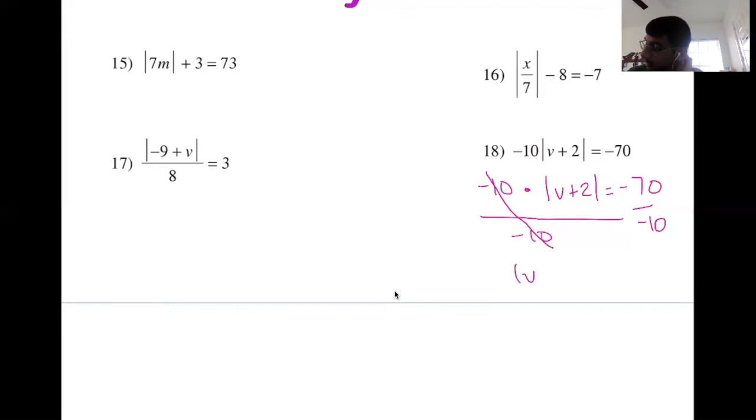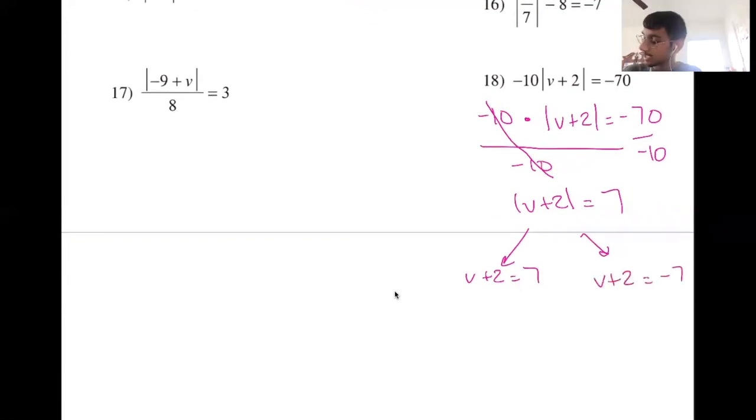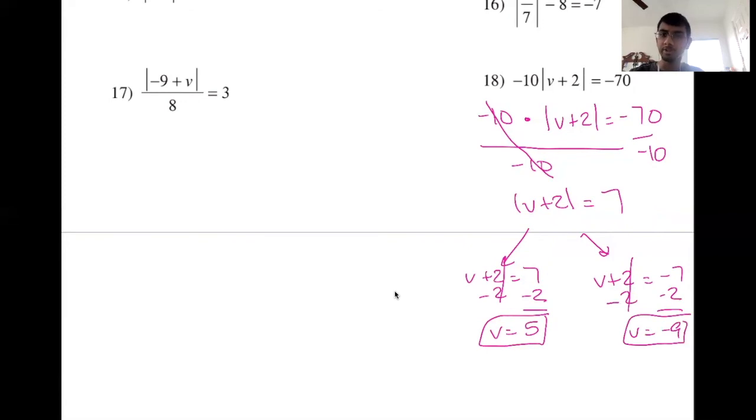So now the absolute value of v plus 2 is equal to negative 70 divided by negative 10, which is 7. And now at this point, we see this is a positive number, right? So we could go ahead and solve for the two equations that I was telling you guys about. We'd first do v plus 2 is equal to 7, and then v plus 2 is equal to negative 7. So we just subtract the 2 on both sides. v is equal to 5, and then v is equal to negative 9. So pretty basic stuff right there.